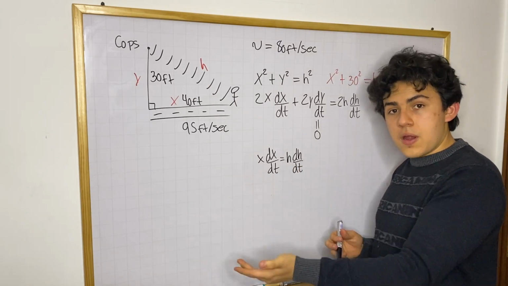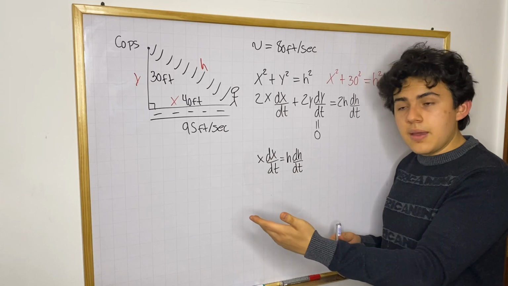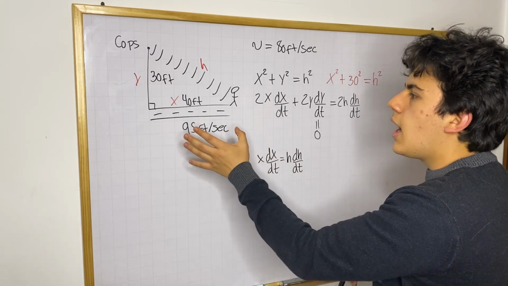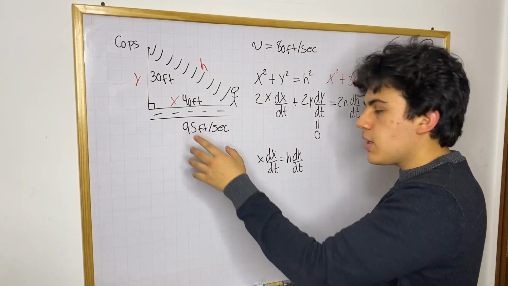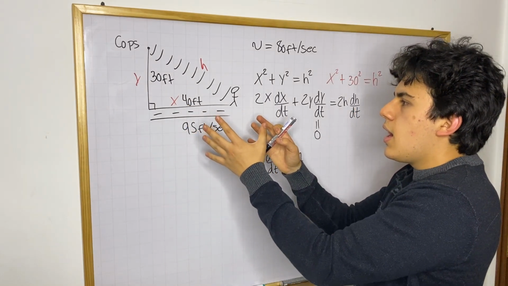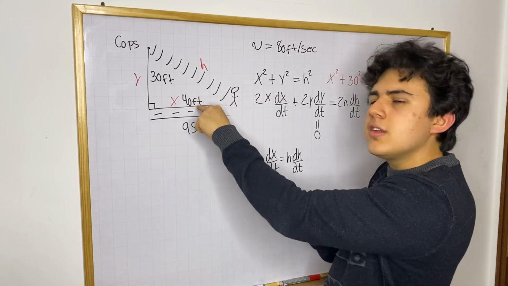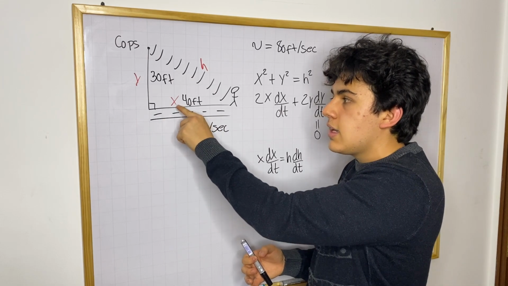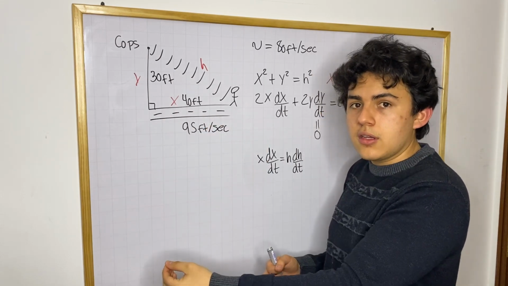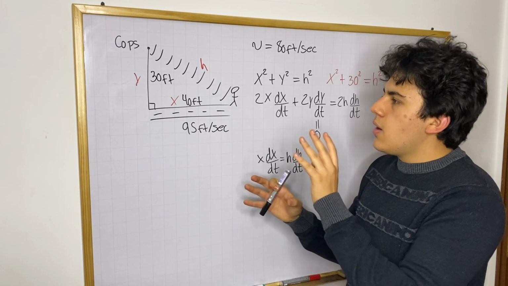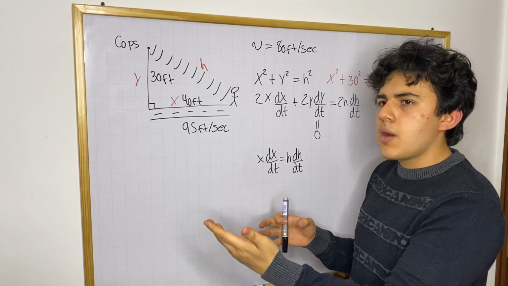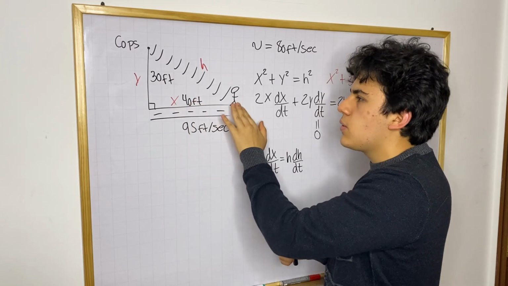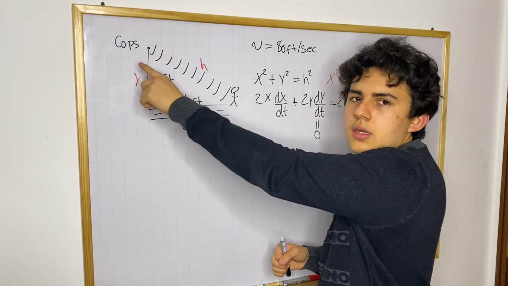Once you have differentiated, the next step is plugging in values. We know x will be equal to 40 feet, because we want to figure out this moment in time. Remember, this is a system that evolves with time. You're going to be moving, which means x will be continuously changing, but we only care about the instant where x equals 40 feet, when you're 40 feet away from the perpendicular point to the cups.